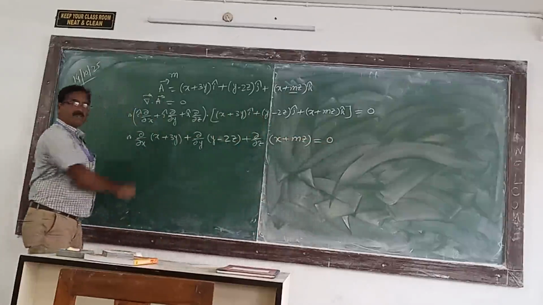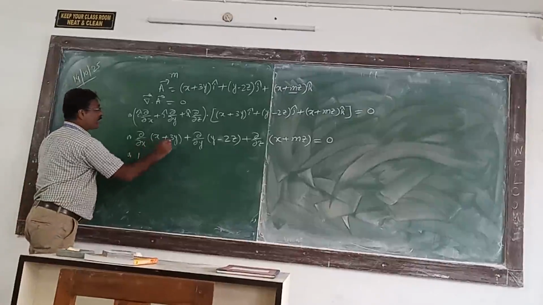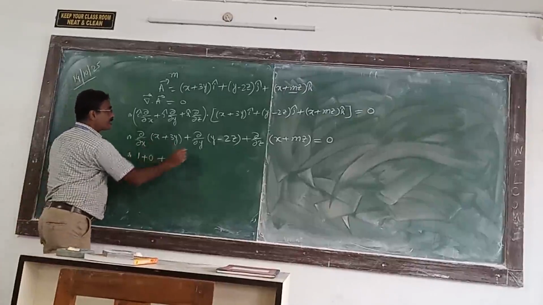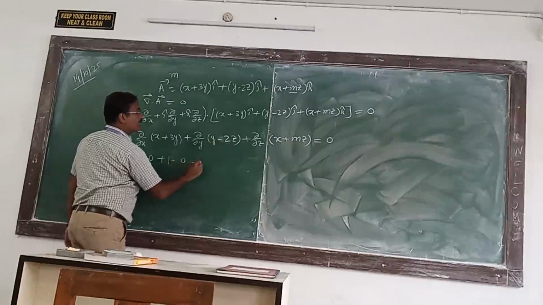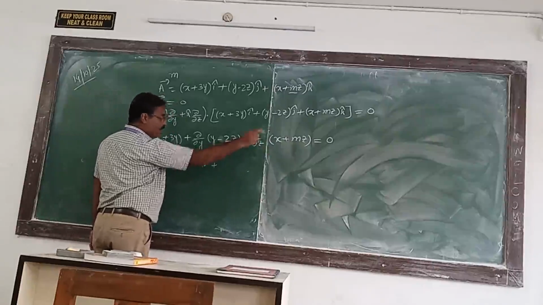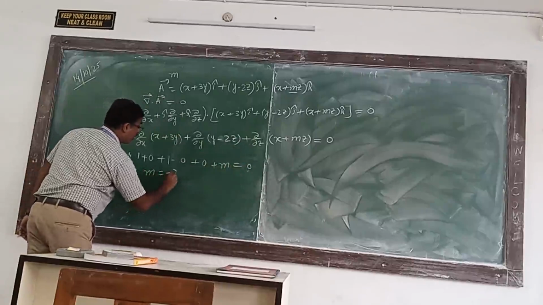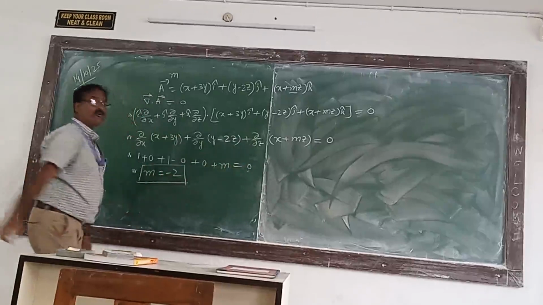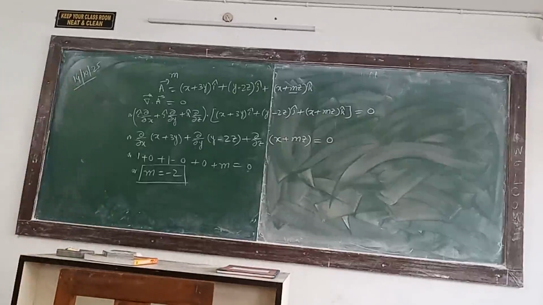Now, this is the partial derivative. So del/del x of x is 1, del/del x of 3y is 0, plus del/del y of y is 1, del/del y of 2z is 0, plus del/del z of x is 0, plus del/del z of mz is m, equals 0, or m equals minus 2. So you will solve the problem in this way. Okay, there is also a shortcut method for the solution.